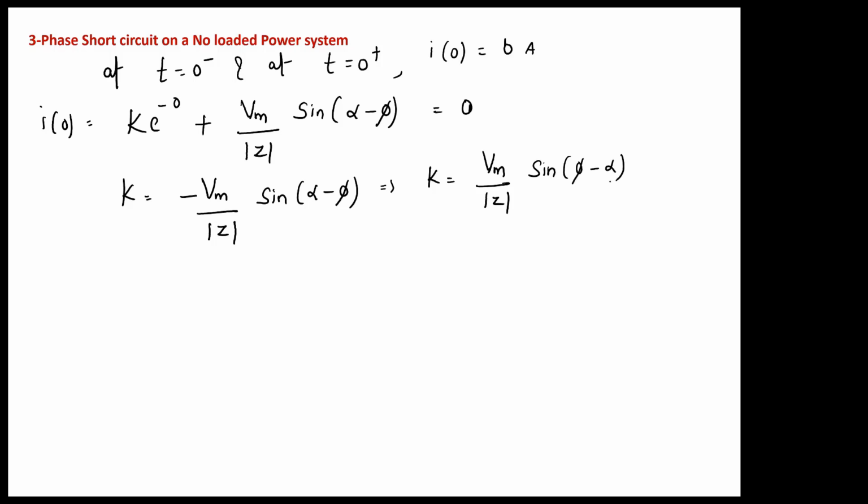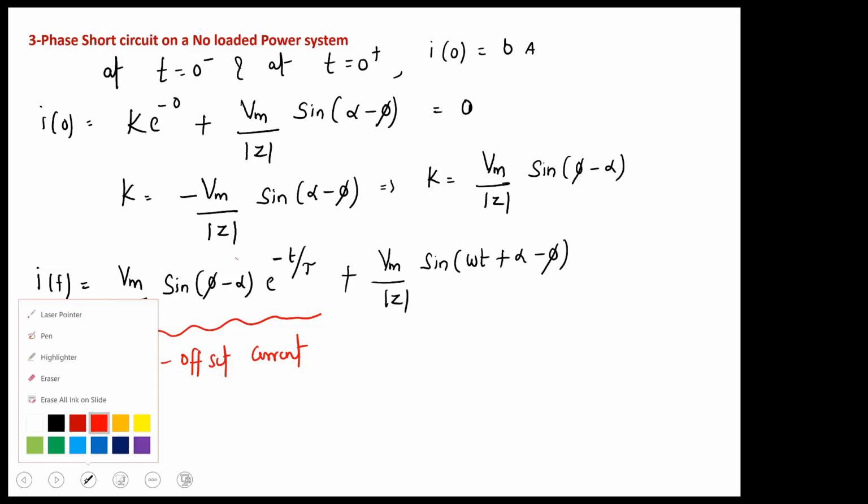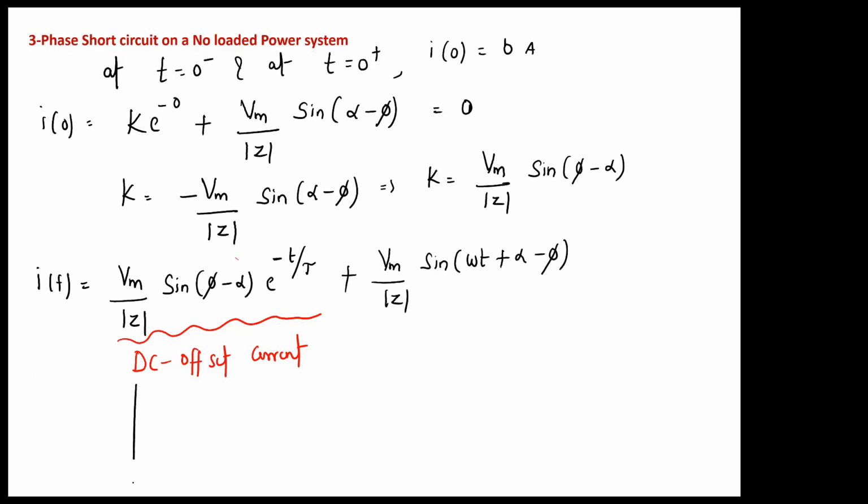If I substitute back, my i(t) will become Vm/|Z| · sin(φ − α) · e^(−t/τ) + Vm/|Z| · sin(ωt + α − φ). So this is the total current that flows immediately after occurrence of fault. This component of current is called DC offset current. If you fix this magnitude, it is decaying in nature. So what is the nature of this current? It is exponentially decaying in nature.